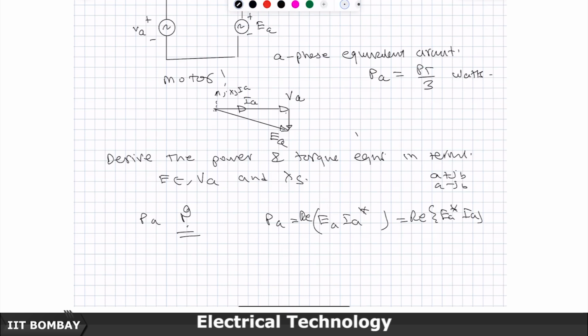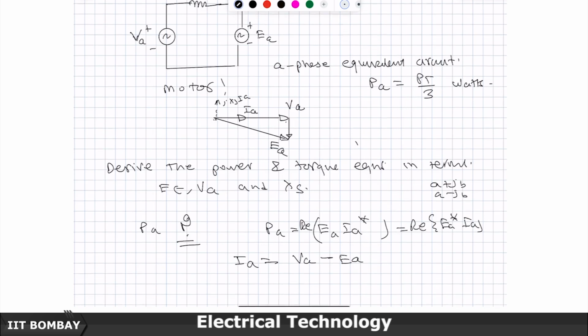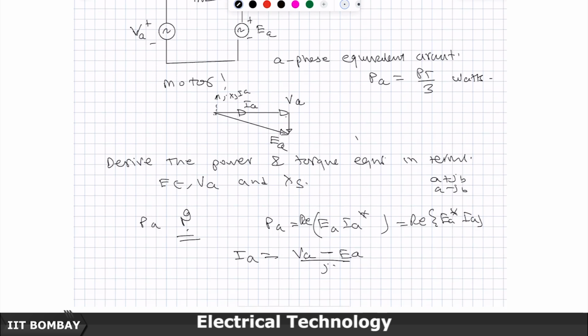Now, let us write the expression for I A from our equivalent circuit. So, I A can be written as V A minus E A, this being a phasor voltage, divided by j X s.